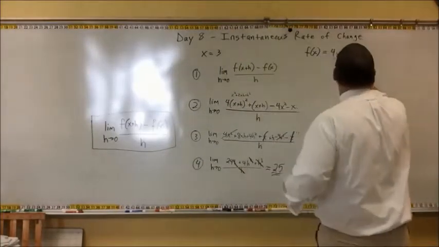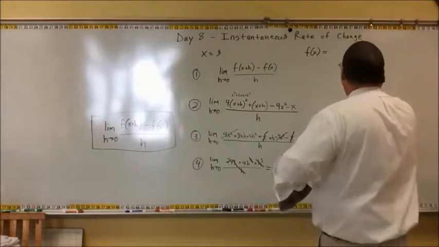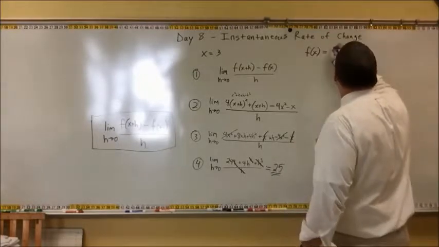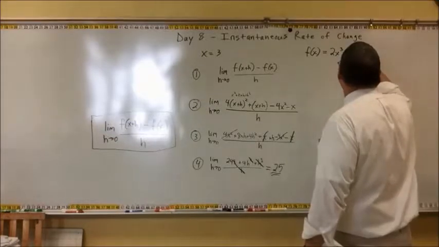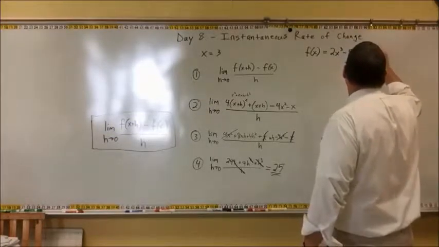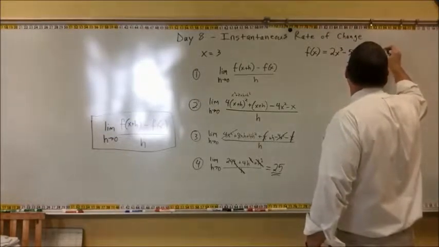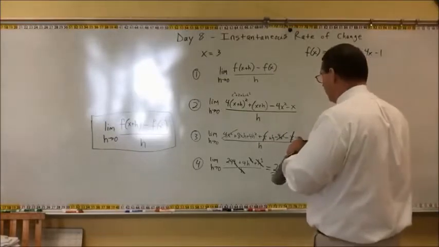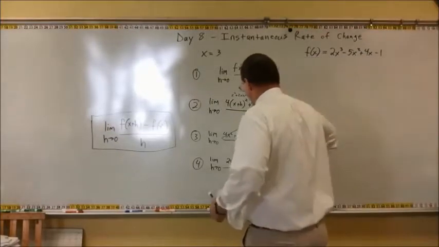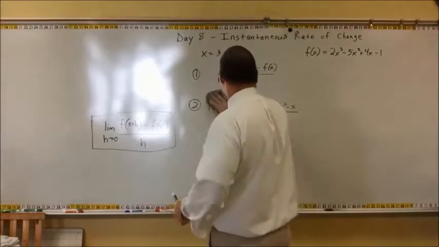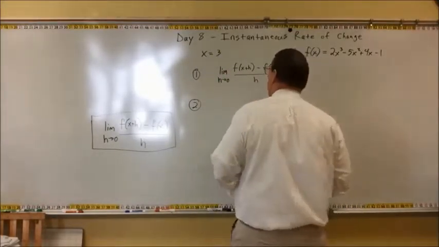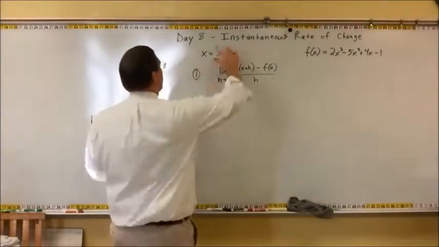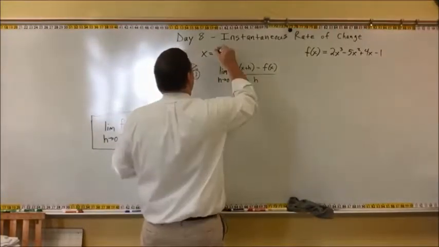Let's ramp it up, shall we? How about this? Let's do 2x to the third power minus 5x squared plus 4x minus 1. That's it. You just need to know where everything goes. All right, let's say that x is equal to 2.